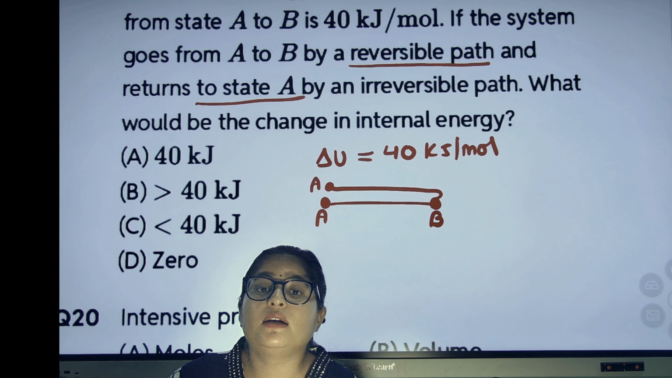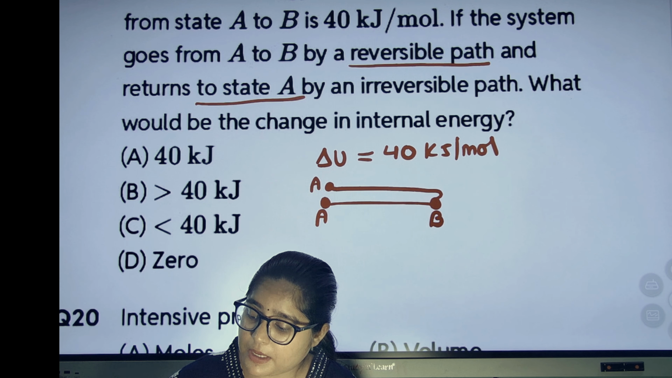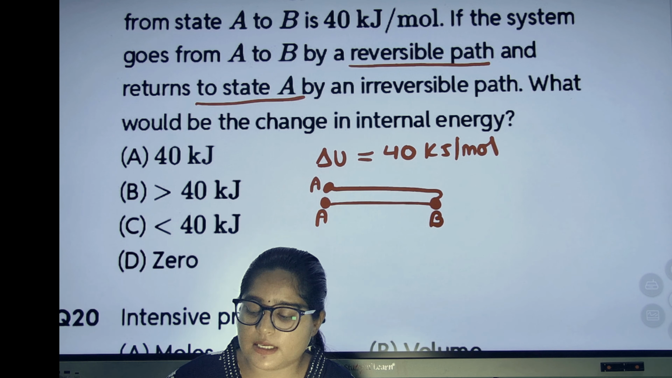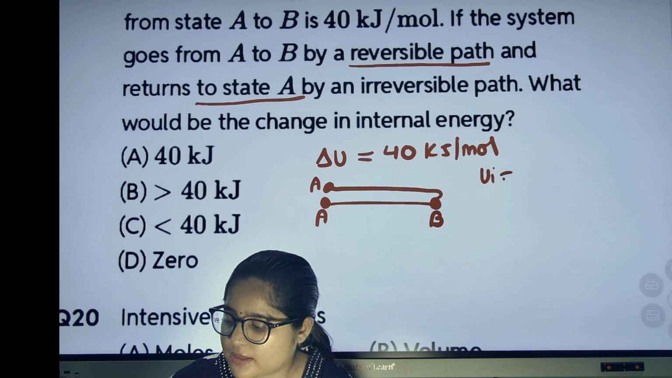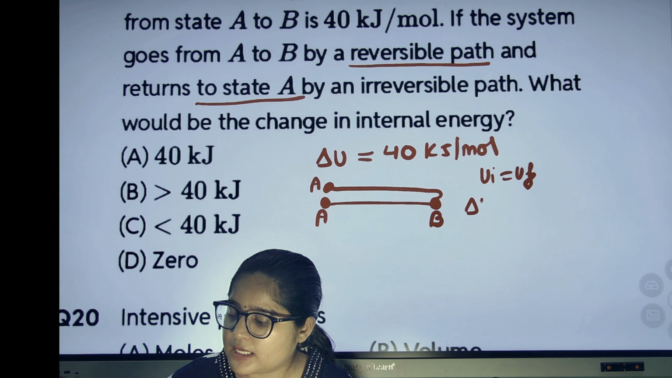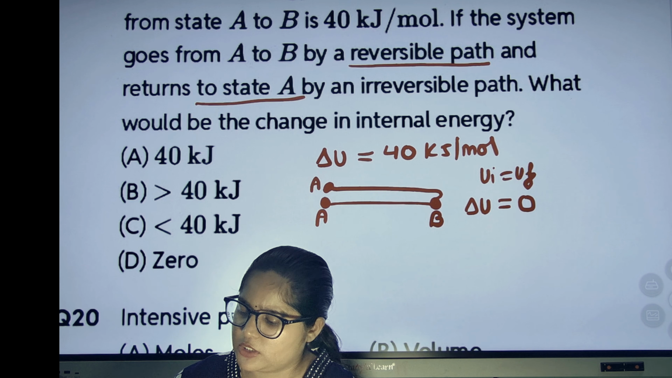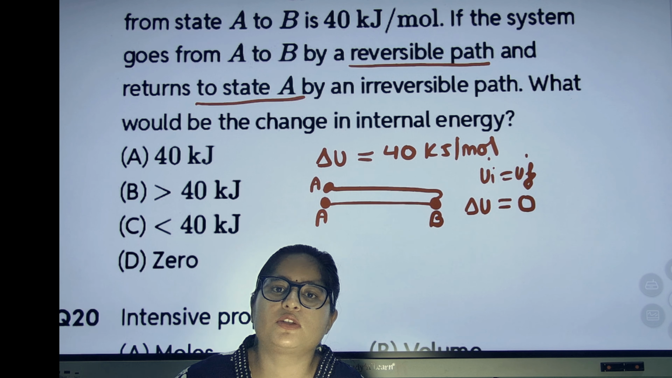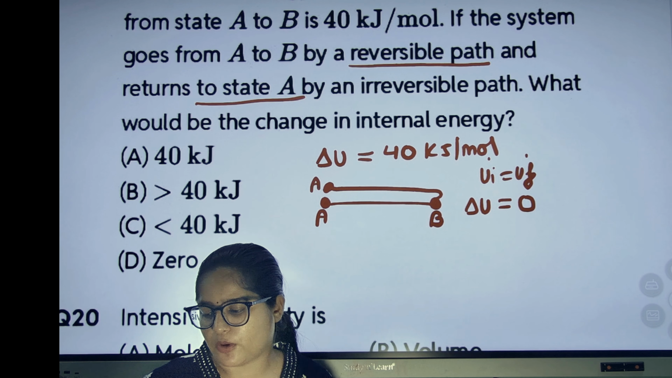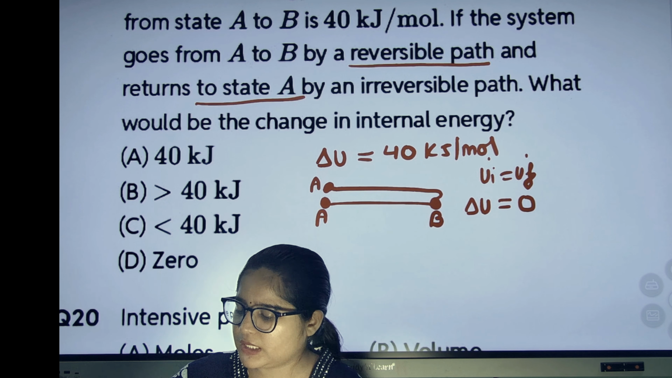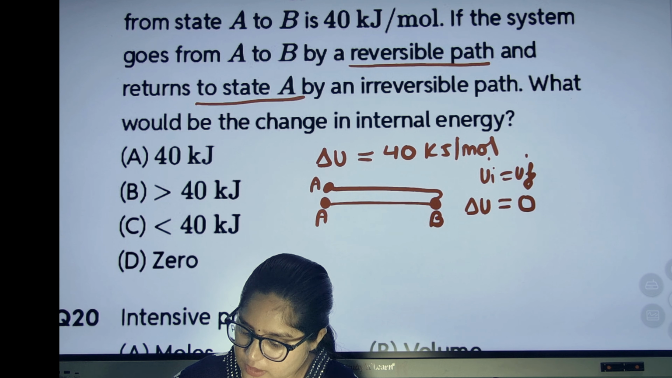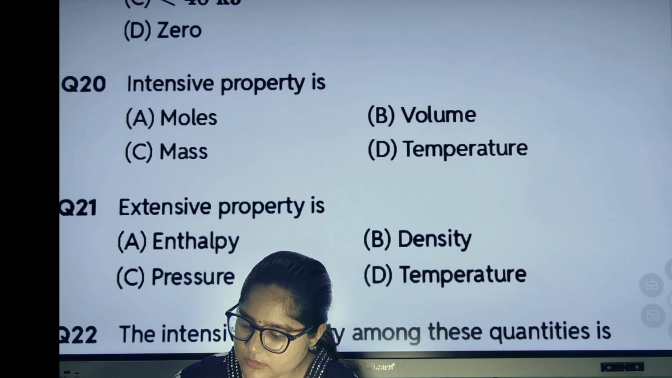Internal energy is a state function. It only depends on the initial and final state. So if the initial and final state are the same, the change in internal energy will be 0, right? Initial is 2, final is also 2, 2 minus 2 is 0. The change will be 0, very important. Clear? Okay.